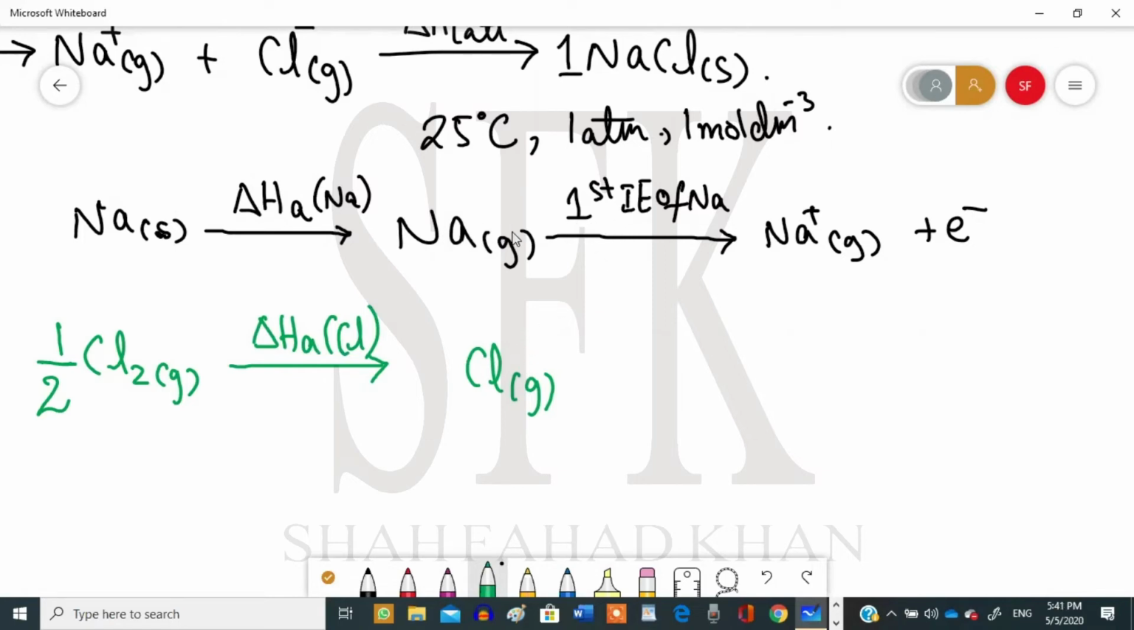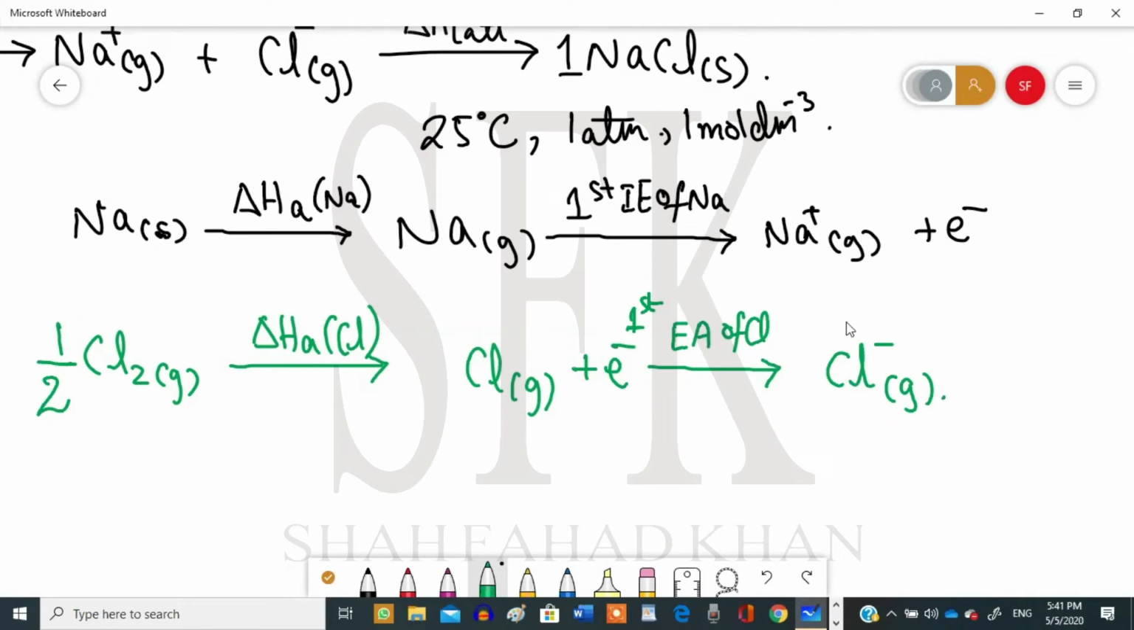In case of sodium, to form positive ions, we removed an electron from sodium, right? In case of chlorine, to form a negative ion, chlorine has to gain an electron. And once it gains the electron, it forms a chloride ion in its gaseous state, right? In this case, what's going to be the enthalpy change of this reaction? Again, this is something new for you guys. This is A2 stuff. This is the first electron affinity of chlorine, to form one mole of chloride ions.